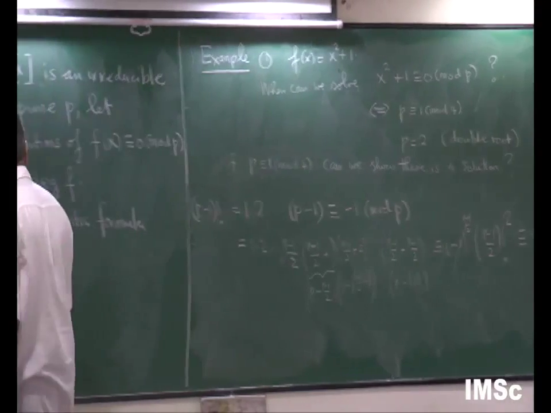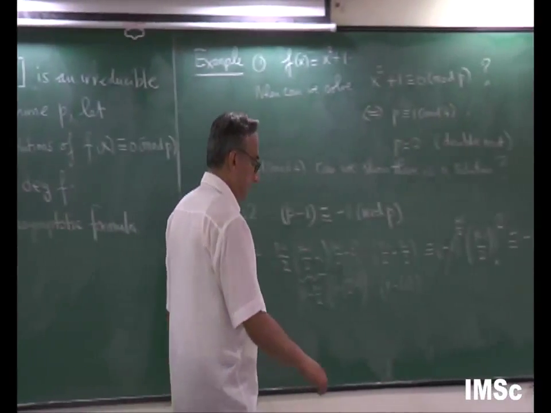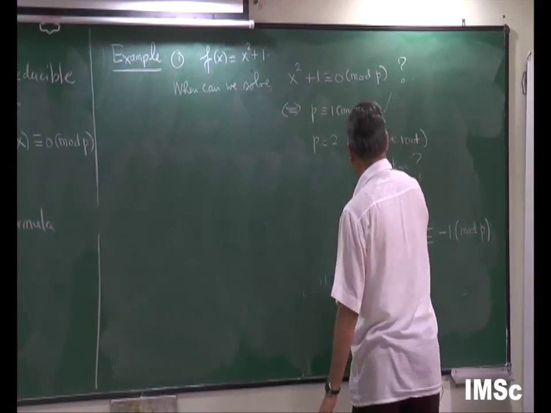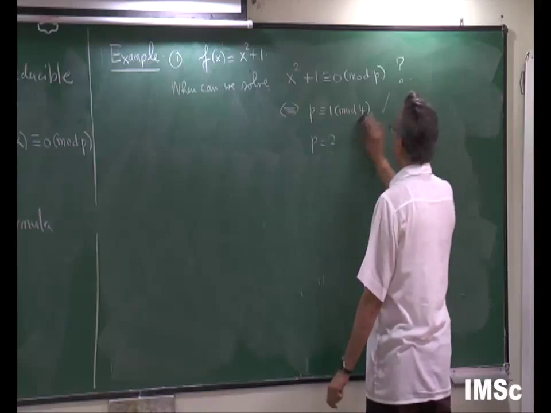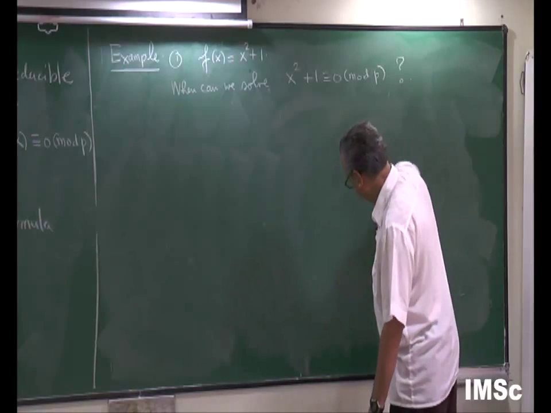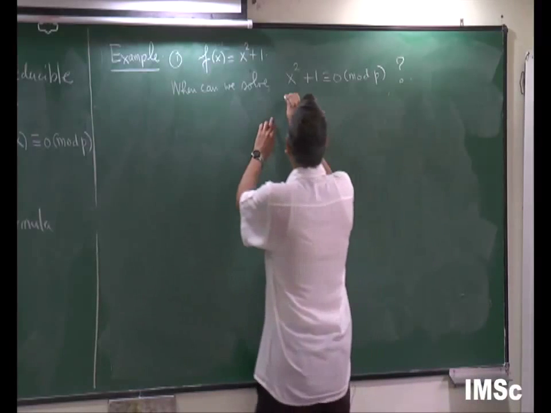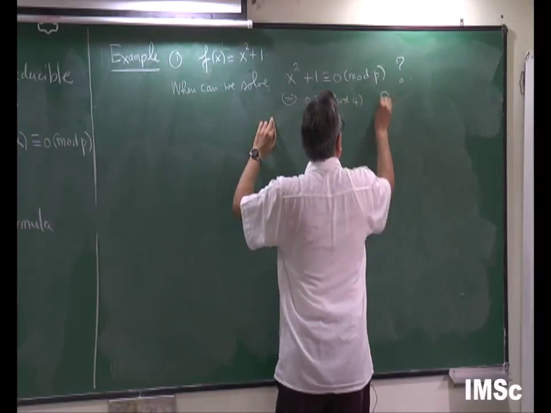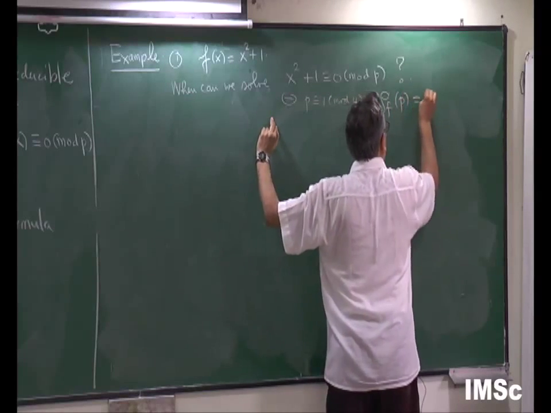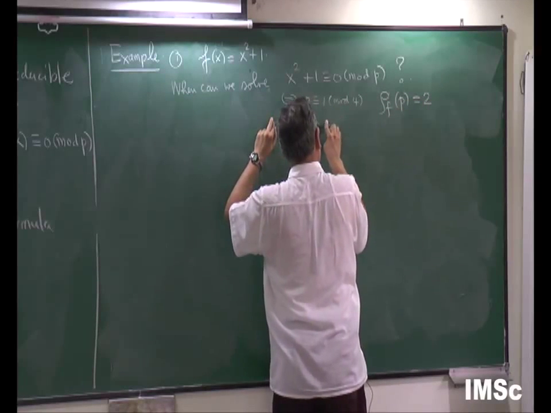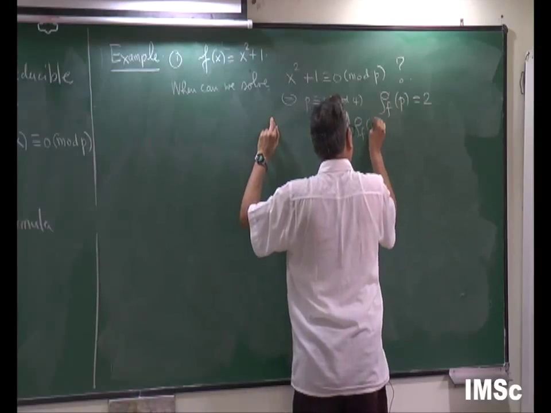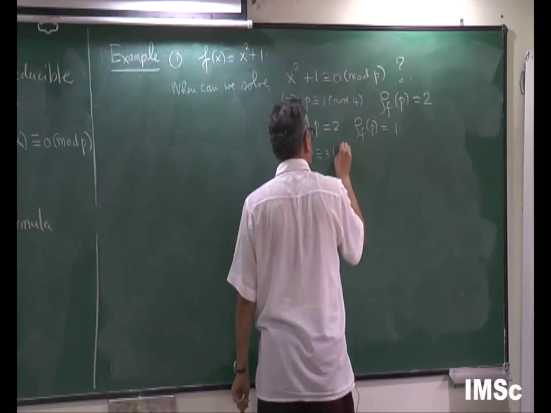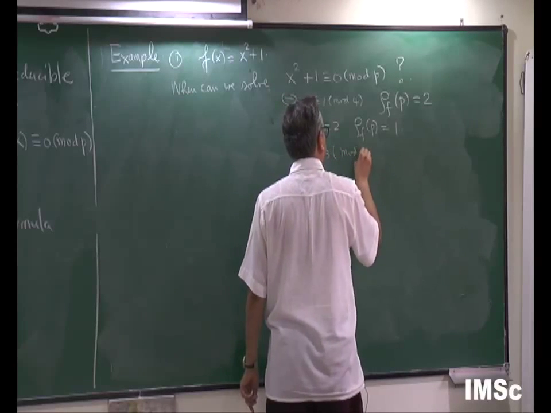Therefore, in this special case, our problem, let's say it here, in the special case, so this is if and only if p is congruent to 1 mod 4, in which case rho sub f of p is 2. If p equals 2, rho sub f of p is 1. And if p is congruent to 3 mod 4, it's 0.